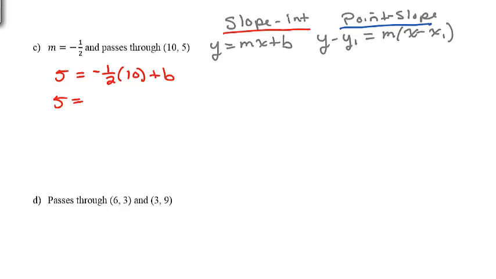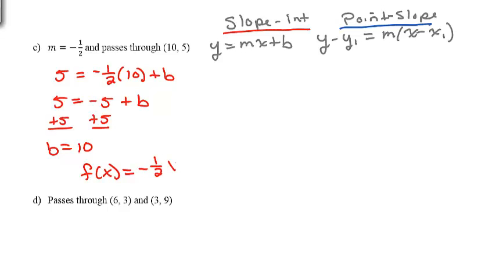I have 5 equals -1/2 times 10 is -5 plus b, and then to get b we just have to add 5 to both sides. And so that gives us b is equal to 10. And then we need to write this in function form. So that would be f of x equals my slope, which is -1/2 x, and then plus b, which is plus 10.